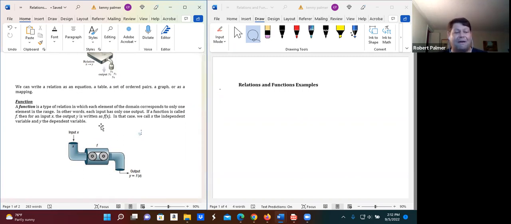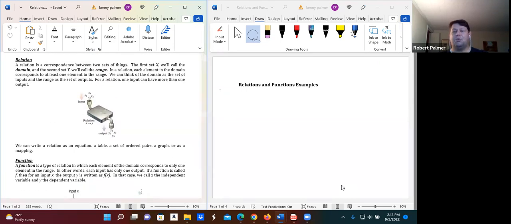If a function is named f, then for an input x, the output y is written as f of x. That's how I read that, f of x, where the input is x. In that case, we call x the independent variable, and call y the dependent variable, just as we did with the relation. So in a function, in a similar way, one input goes in. For each input that goes into our function, we make some kind of assignment or change, and then only one output comes out.